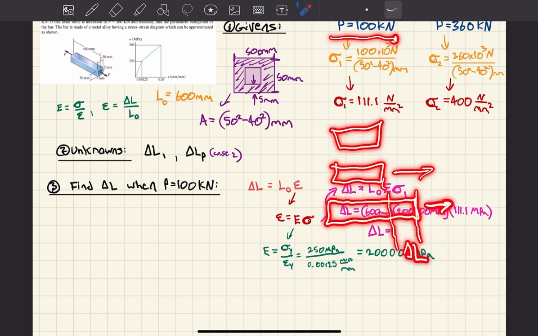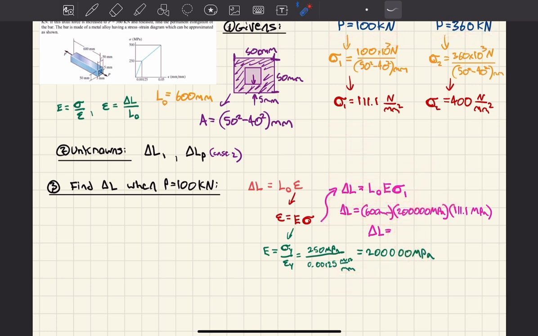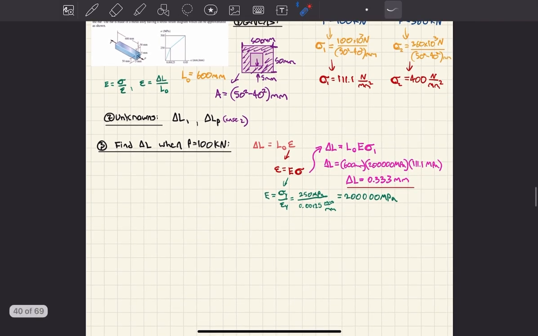Because when I let go of the force, it's in the elastic region, so we know it's just going to spring back to 0, which is not the case in this case too, but we'll get to that. Okay, what are you going to get for delta L? Delta L is going to be equal to 0.333 millimeters, right? Okay, beautiful stuff. That is your answer for part 1, or basically part 3 in our case.